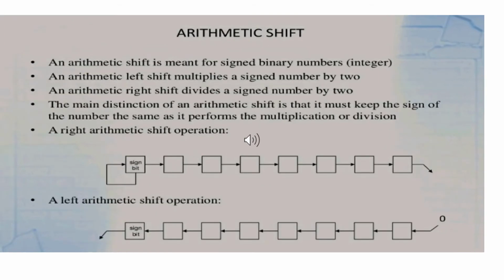Arithmetic shift. Arithmetic shift is meant for signed binary integer numbers. Arithmetic left shift multiplies a signed number by 2. The arithmetic right shift divides a signed number by 2. The main objective of arithmetic shift is that it must keep the sign of the number the same as it performs the multiplication or division. The right arithmetic shift operation and left arithmetic shift operation.